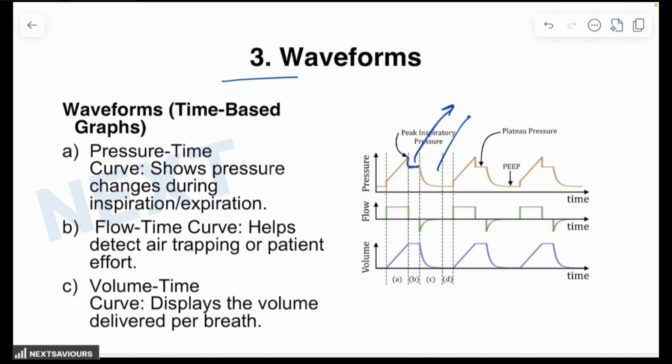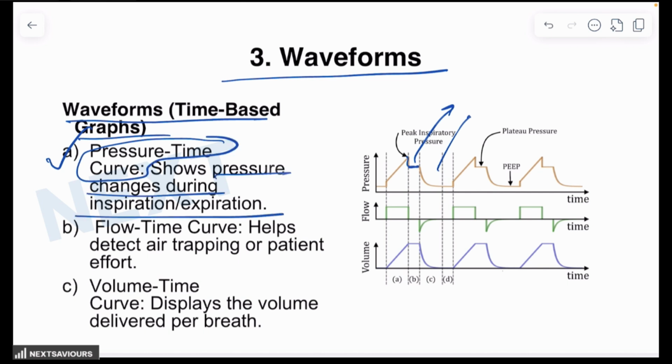Finally, the waveforms and the loops. In advanced ventilators, the loops are also available, but we'll be talking about that later. Today we are having a basic discussion on ventilators. What are these waveforms? One is the pressure-time curve. It shows the pressure changes during inspiration and expiration.